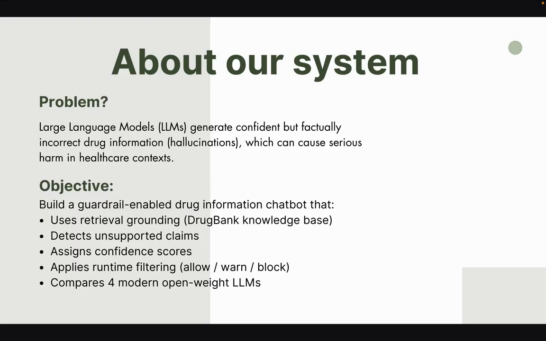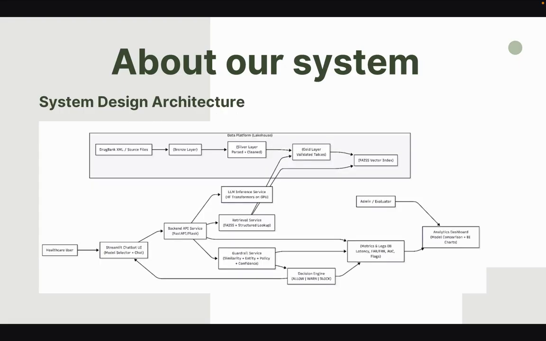So, large language models often generate confident but factually incorrect information known as hallucinations. In healthcare contexts, this can be dangerous. Our objective is to build a guardrail enabled drug information chatbot that uses DrugBank as a grounded knowledge base, retrieves evidence before answering, scores the response using guardrail checks, assigns a confidence score, and decides whether to allow, warn, or block the response. So let me walk you through our system architecture.